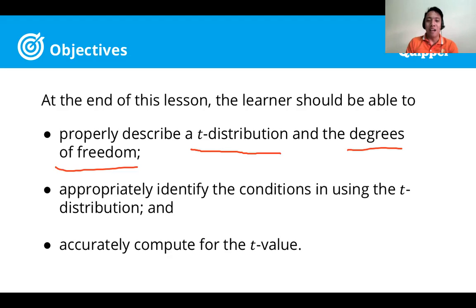Appropriately identify the conditions in using the T distribution. So what are those conditions? To be able to say that we need to use, or we can use, the T distribution. And the last one is to accurately compute the T value. So we will compute later. Okay? Next one.